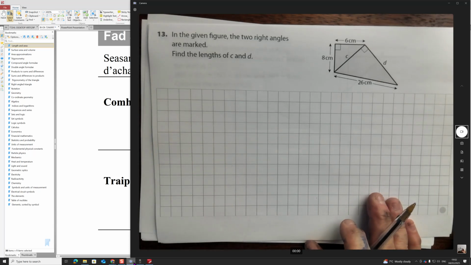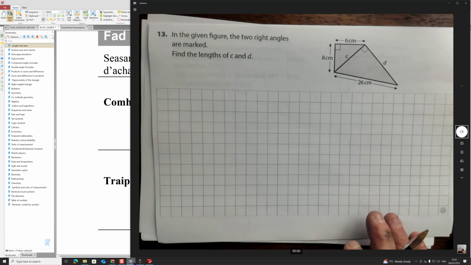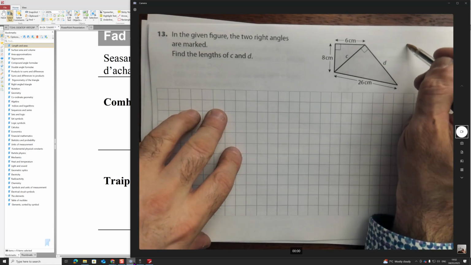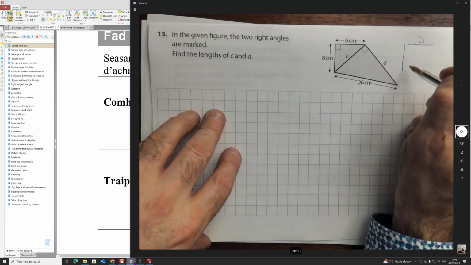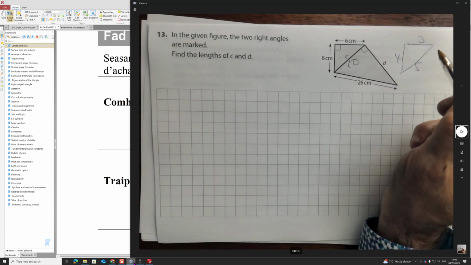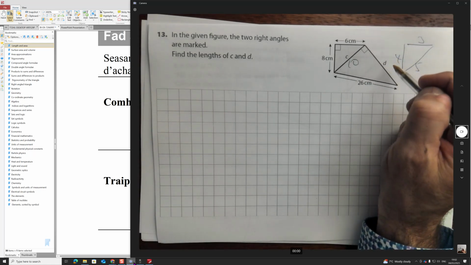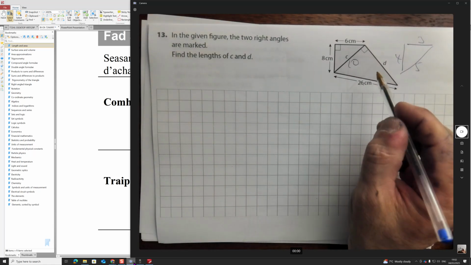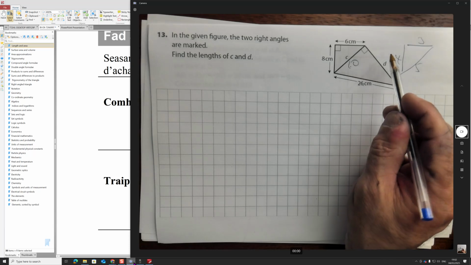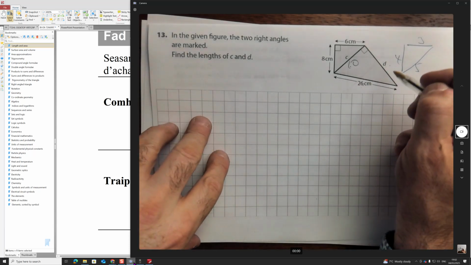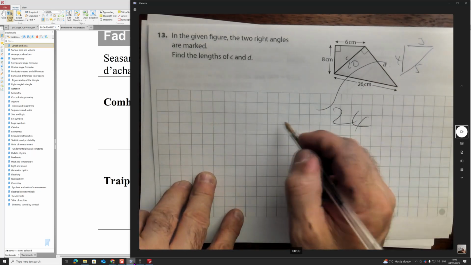13. In the given figure, the two right angles are marked. Okay, find the length of sides C and D. Okay, you can go ahead and square up, but again I'm going to say that by inspection I identify this as being twice as big as this. So this is 10. And then this is twice as big as the one with 5, 12 and 13. So this is the equivalent to the 12 side, but it's double, so this is 24.